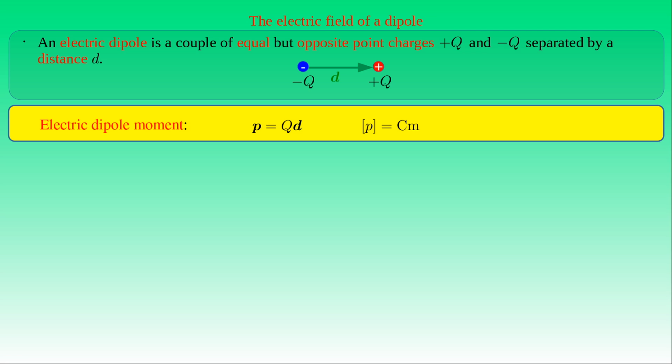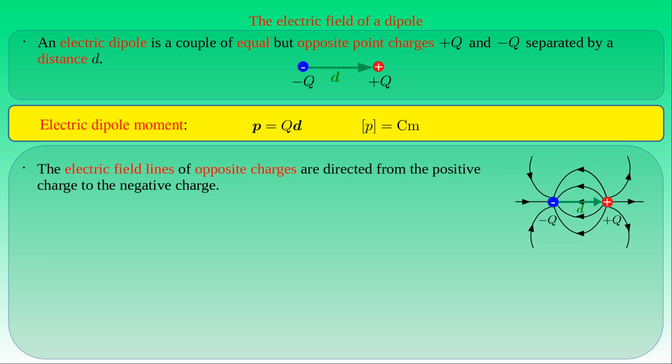This quantity is not unique in the sense that the dipole moment does not change if we modify the charge q and the distance d such that their product remains the same. However, we will see that the dipole moment arises in a natural way in the description of the electric field around a dipole. We have already seen the electric field lines of two opposite charges placed near each other, where the field lines are directed from the positive charge to the negative one.